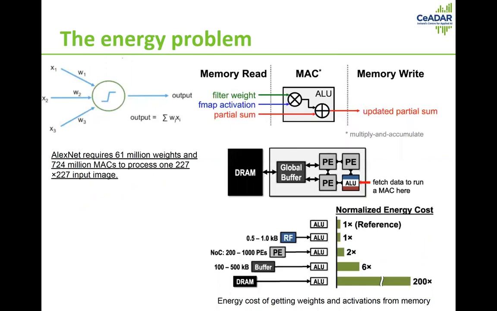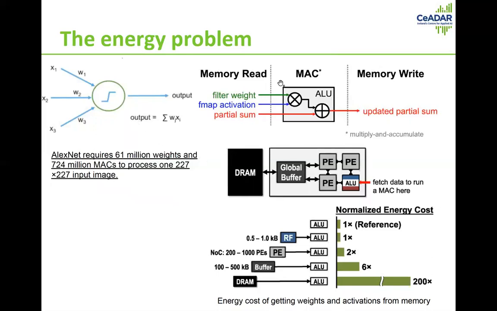But what is the problem? Let's take an example of AlexNet. AlexNet is a popular network. It has 61 million weights and 724 million MAC operations to process one image. So if you input an image, it's going to have 724 million of these MAC operations. What are MAC operations? It's multiply and accumulate. So when we multiply the weights by the inputs and we add them, this is called one MAC operation, or a multiply and accumulate operation.